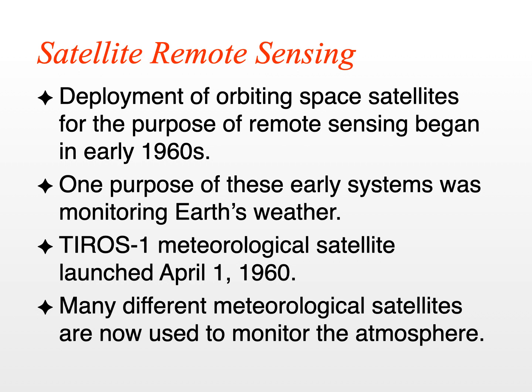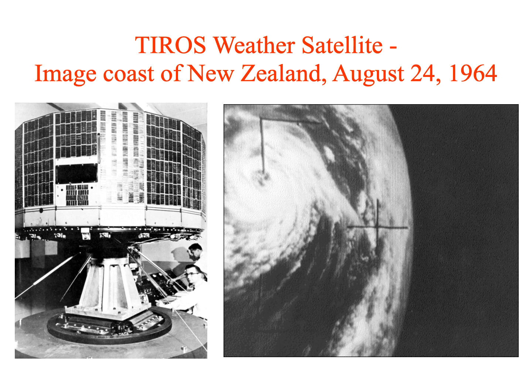The first meteorological satellite was called TIROS-1. It was launched April 1st, 1960. Currently, we have many different types of meteorological satellites in space monitoring the atmosphere for a variety of different weather and climate features. Here's a picture of the TIROS weather satellite, and here's an image that it took of the coast of New Zealand on August 24th, 1964, and that white swirling mass looks like either a mid-latitude cyclone or maybe a hurricane.